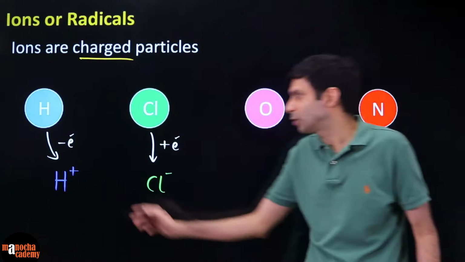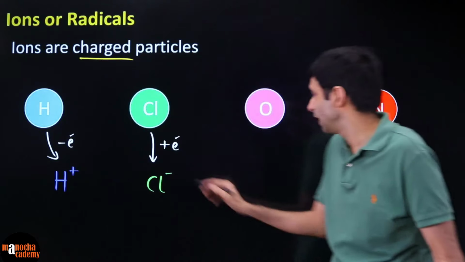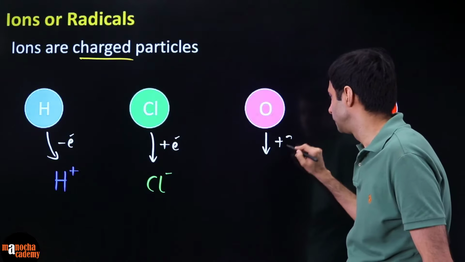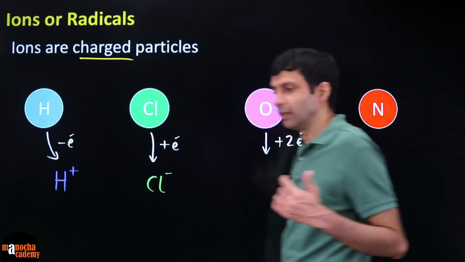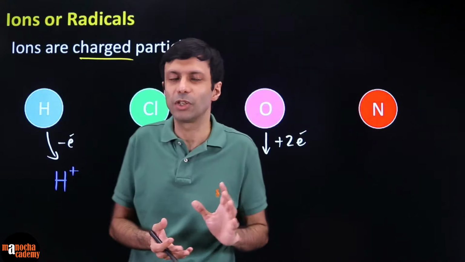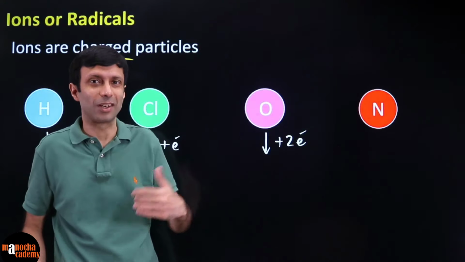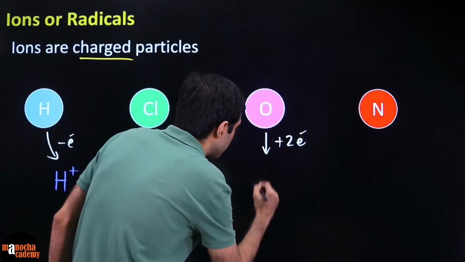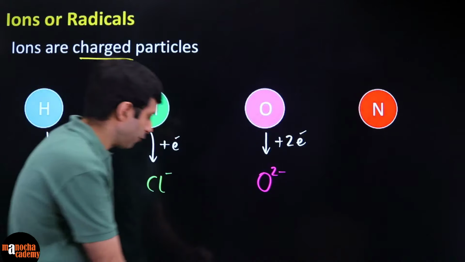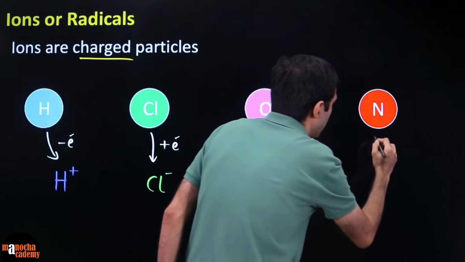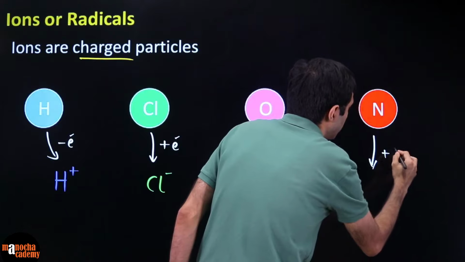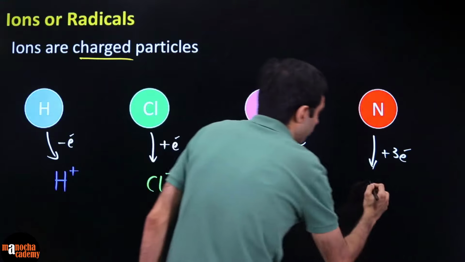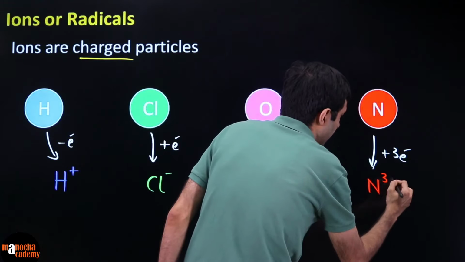And we represent the charge by putting it up here: H+, Cl-. Similarly, oxygen will gain 2 electrons. Why? Again, for stability. So these are all based on the number of electrons it already has. So it likes to eat 2 chocolates. It likes to gain 2 electrons and it becomes O2-. Similarly, nitrogen here tends to gain 3 electrons, so it becomes a nitrogen anion.